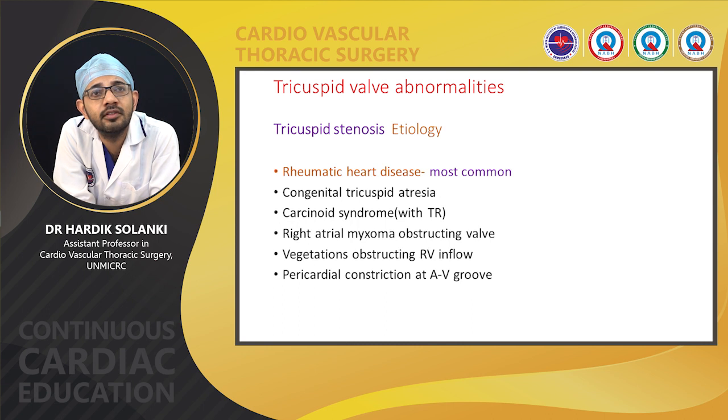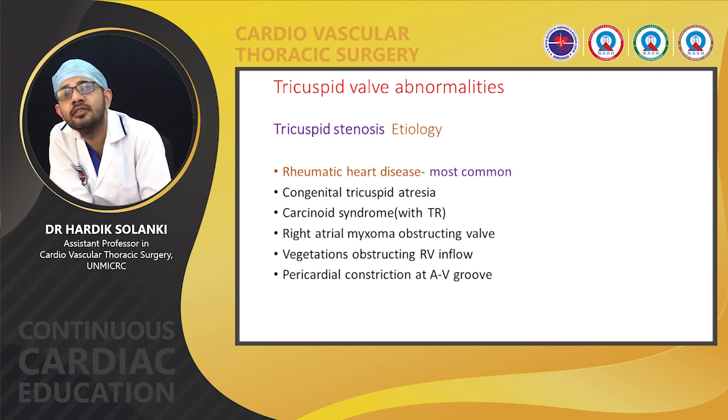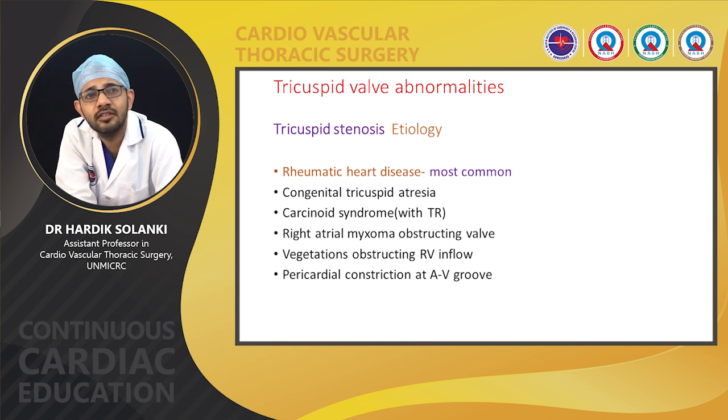Another pathology is tricuspid stenosis. The most common cause is rheumatic heart disease, although the tricuspid valve is involved after the mitral and aortic valves. Other causes are congenital tricuspid atresia, carcinoid syndrome, right atrial myxoma obstructing the tricuspid valve, vegetation obstructing right ventricular inflow, and pericardial constriction at the AV groove.